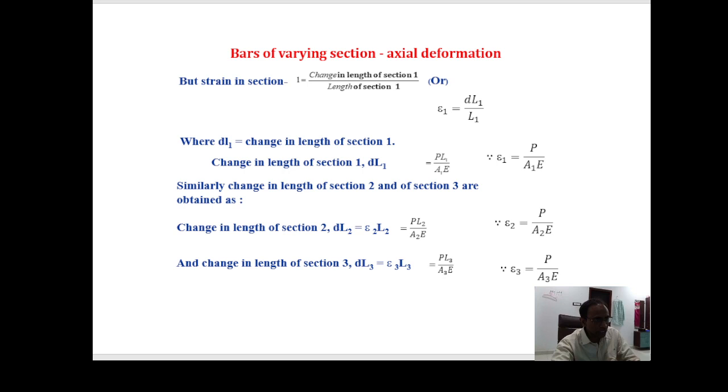Now, according to the definition of strain, you can replace it with dl1 by L1, dl2 by L2 and so on. Then you will be getting the deformation, the elongation in each part. Elongation in each part you can calculate as dl1, dl2 and dl3. So dl1, if you want, becomes P L1 by A1 E, provided the Young's modulus is the same.